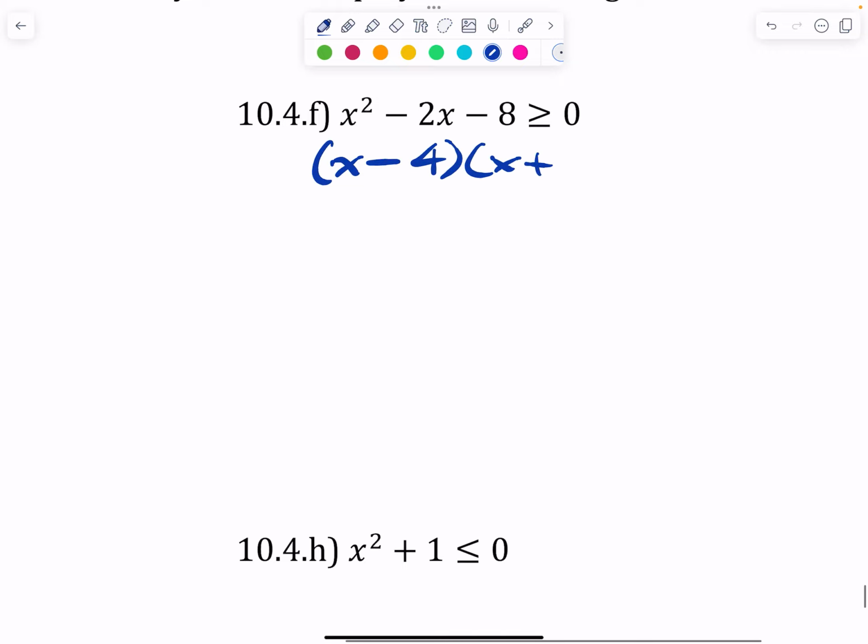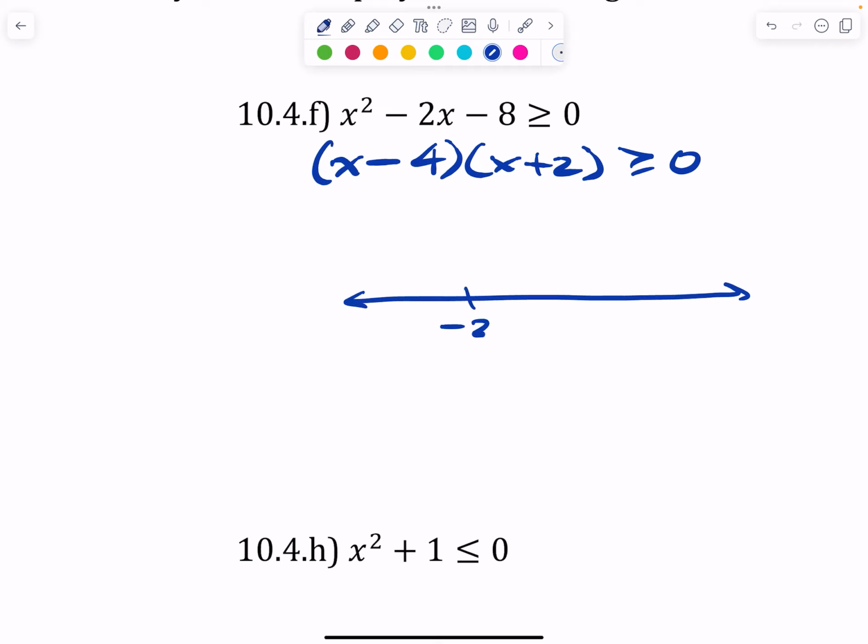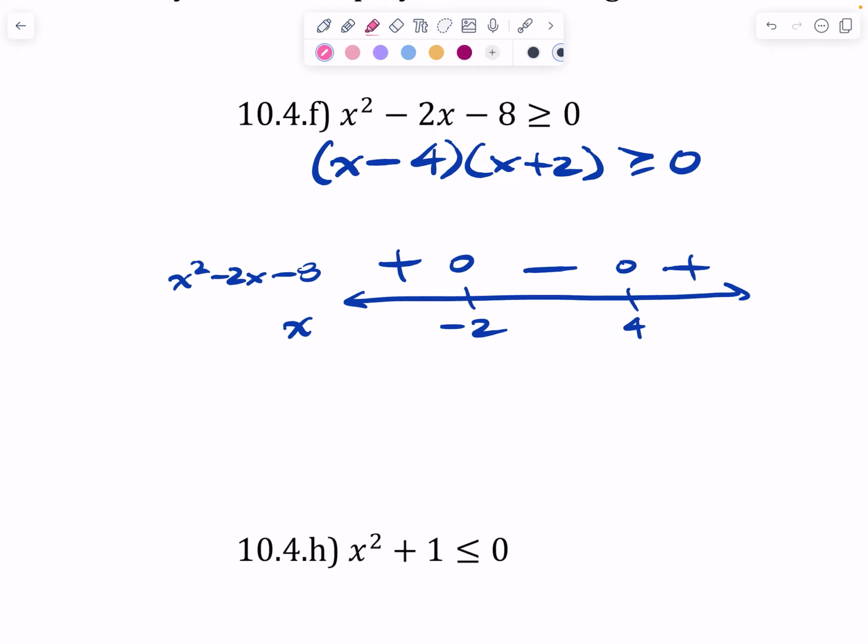This thing factors as x minus 4 times x plus 2, which has some critical values that I'll place on my magical diagram. Negative 2 and 4. That's where this expression is equal to 0. The expression being, of course, x squared minus 2x minus 8. Noting again, this is an upward opening parabola. If I'm picturing it in my head brain, I'm saying this is plus minus plus. And the interval I want is where it is greater than or equal to 0.